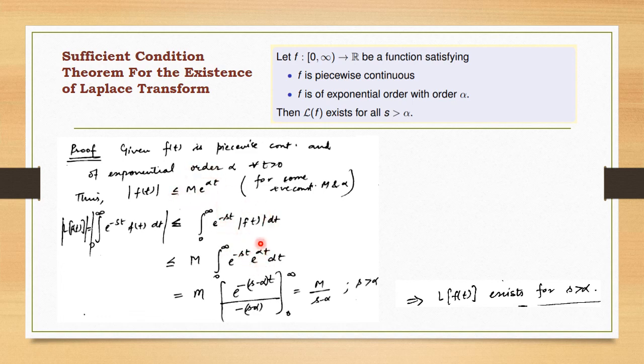Now you combine these two and simplify this integral, and we get that the value of this integral is finite whenever s is greater than alpha, and this value is m over s minus alpha. So this implies the Laplace of f(t) exists whenever s is greater than alpha. This is true for all s greater than alpha. So these are the sufficient conditions: if the function is piecewise continuous and of exponential order alpha, then the Laplace transform always exists.